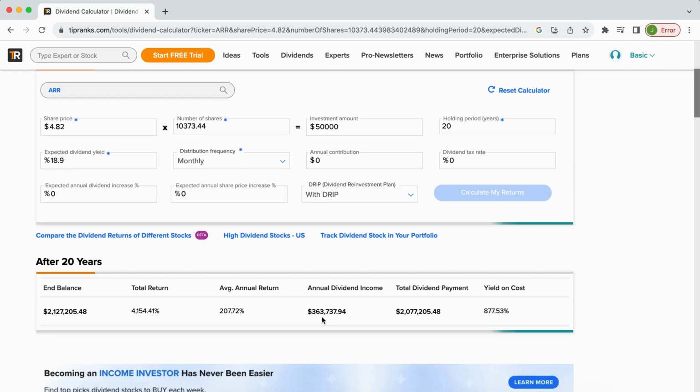So let's say after 20 years, you decide that you don't want to invest those dividends anymore and you just want to cash out and take $363,000 every year.